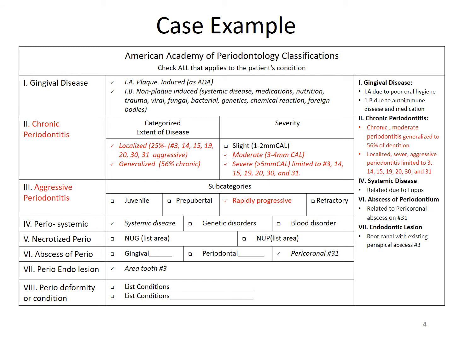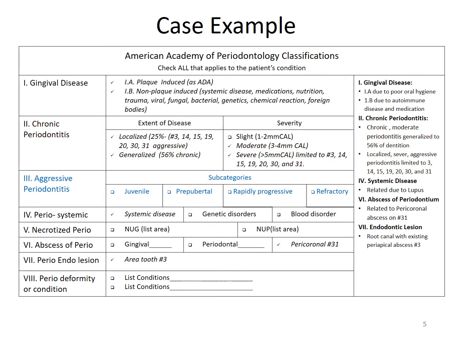Due to the nature of the deepening pockets and the systemic health, the category rapidly progressive has also been selected. In category 3, we also have a specification for children and adolescents with an aggressive periodontitis that is only selected when patients fit into this age group. We are also basing our periodontal assessment on the patient's medical condition. They suffer from lupus, which is a systemic disease.